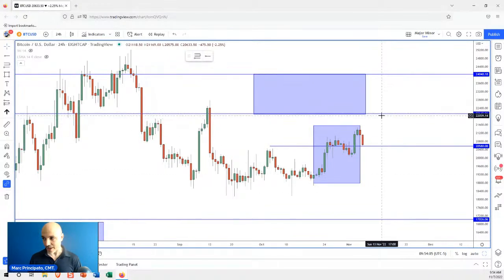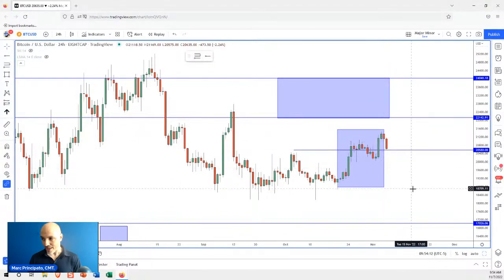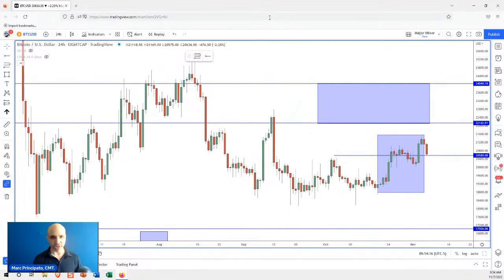The top of the consolidation is about 22K. The bottom of the consolidation is around 18K. All right. The short that I called out basically is targeting the range low. That's it. That's all you need to know about Bitcoin on the swing trade time frame.